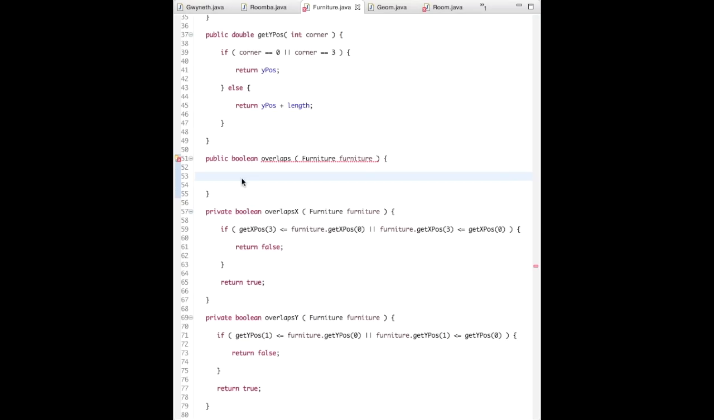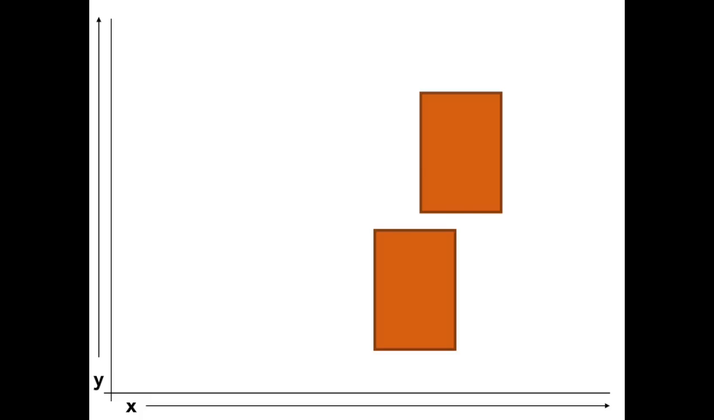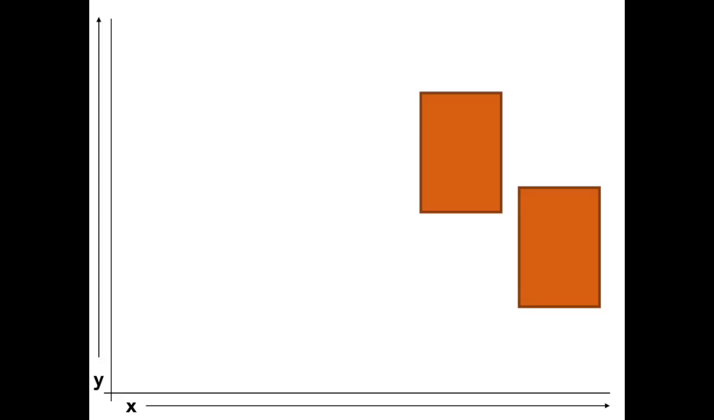Okay. So now what we need to do is to use these utility methods that we've created, overlapsX and overlapsY, to actually do an overall check for whether one piece of furniture overlaps with another. So to do this, obviously, we don't need to check that overlapping doesn't occur on both axes. We only need to check one. So let's imagine these different scenarios shown here. Here there's an overlap on the x but not on the y, and this is perfectly fine. And here there's an overlap on the y but not on the x, and this is also perfectly fine.